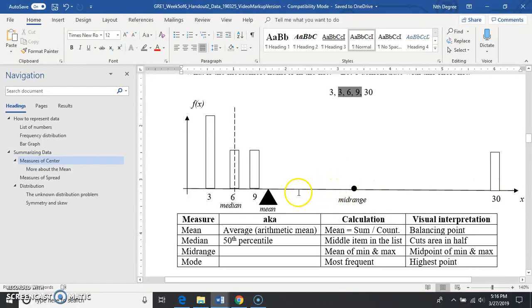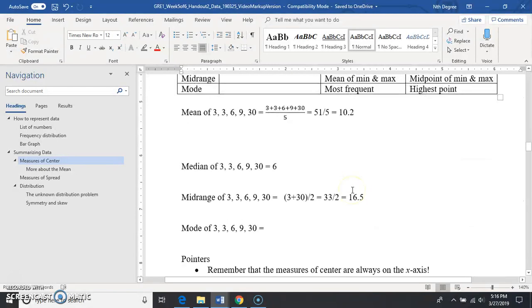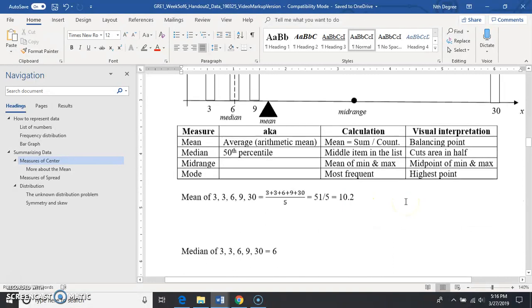Another nice way of calculating this is to ask yourself these questions. If you wanted to go from 3 all the way to 30, how far would you have to travel? Answer, 27. If you wanted to go from 3 only halfway to 30, how far would you need to travel? Answer, half of 27, 13.5. So 3 plus your 13.5 would give you 16.5. That agrees with what we got here.